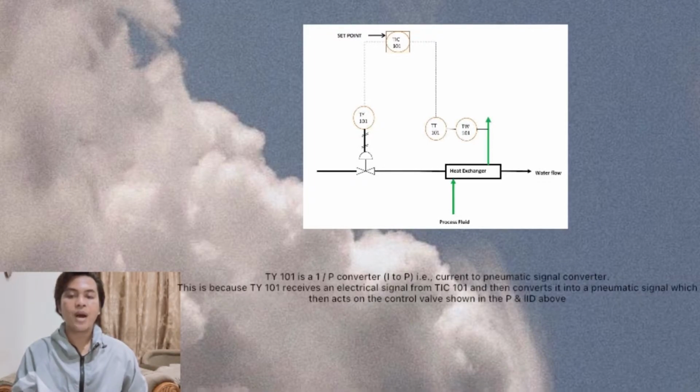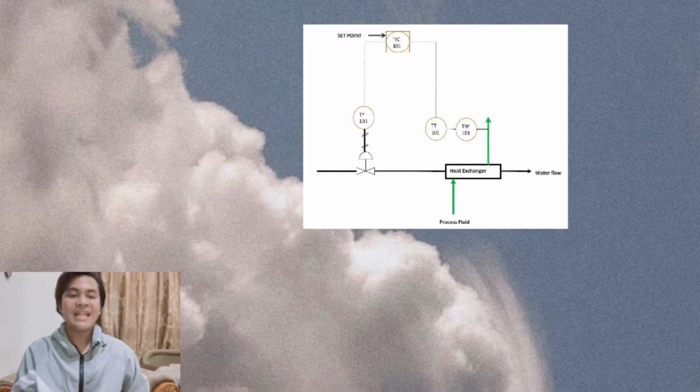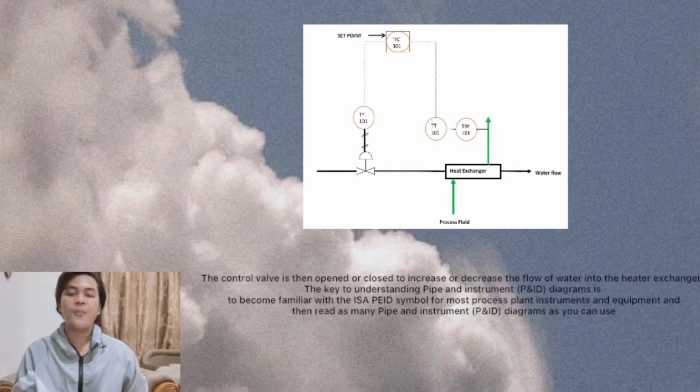TY101 is an I to P converter, a current to pneumatic signal converter. This is because TY101 receives an electrical signal from TIC101 and then converts it into a pneumatic signal, which then acts on the control valve shown in the P&ID above. The control valve is then opened or closed to increase or decrease the flow of water into the heat exchanger.